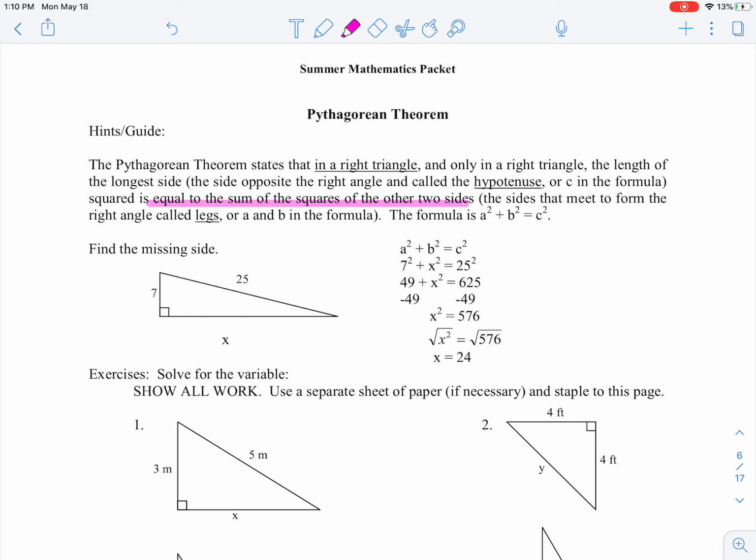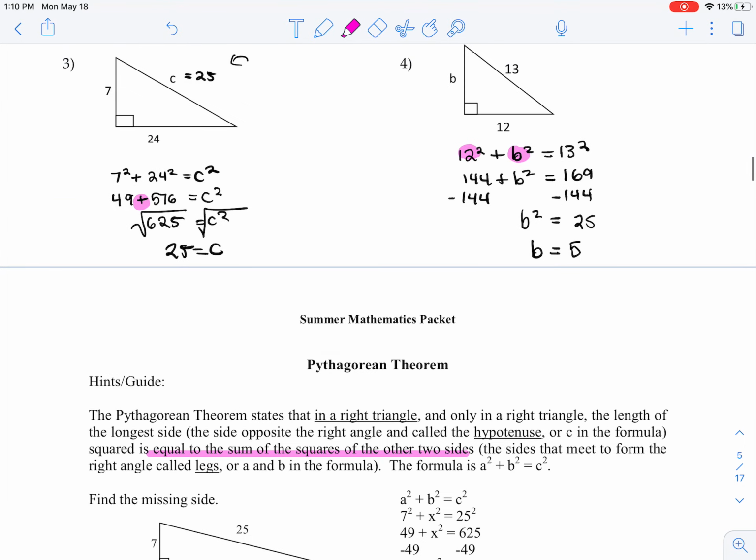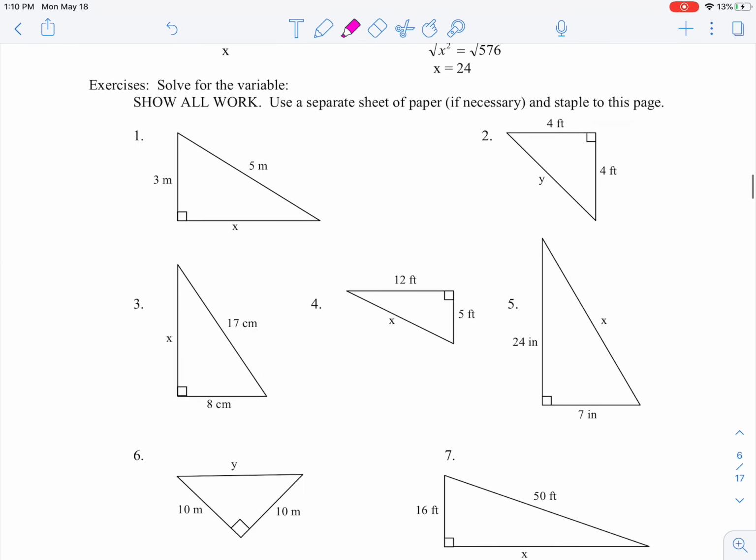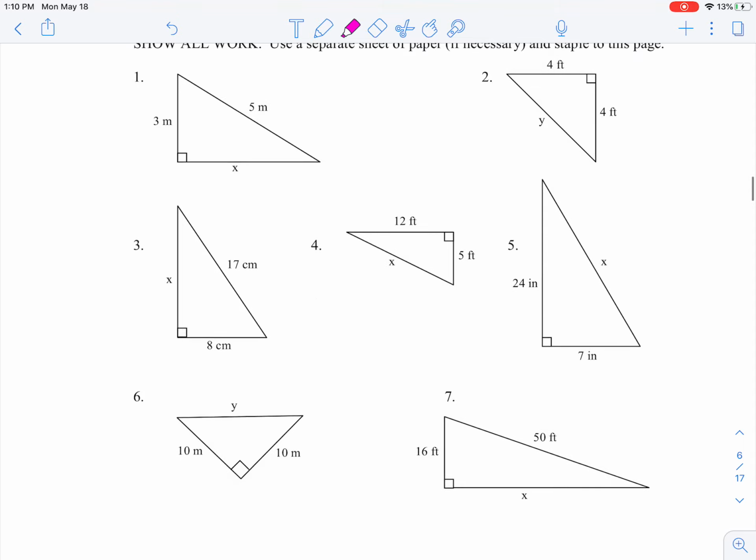The formula is a squared plus b squared equals c squared, or in other words, leg squared plus leg squared equals c squared. So up here we're dealing with just pretty little integers. Here we're going to be dealing with some uglier numbers, and it's going to be okay. I'm here to help you out. So here we go. I'm actually just going to do decimals because we didn't talk about radicals that much at all. And so we're just going to do decimals, and I'm going to have to be okay with that.